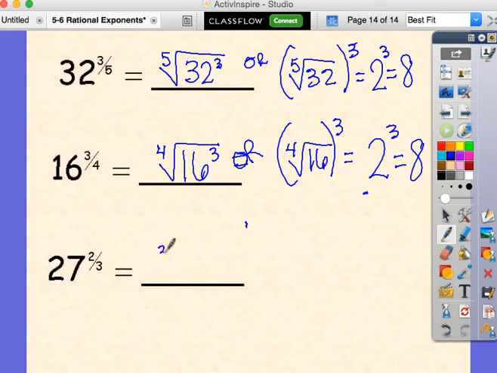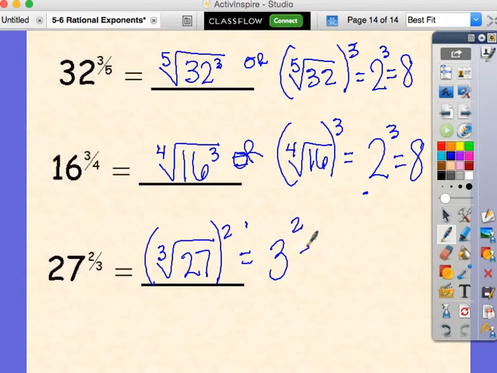Okay, same thing here. Cube root of 27. I'm going to go ahead and say I don't want to do 27 times 27, so I'm going to raise it to the power last. So what's the cube root of 27? 9 times 9 times 9 would be 27. 3 times 3 times 3 is 27. Okay, so it's 3, but then raise it to the second power. Oh, you were plugging in the answer, which is what? 9. There you go. Is that the last one? Yes.